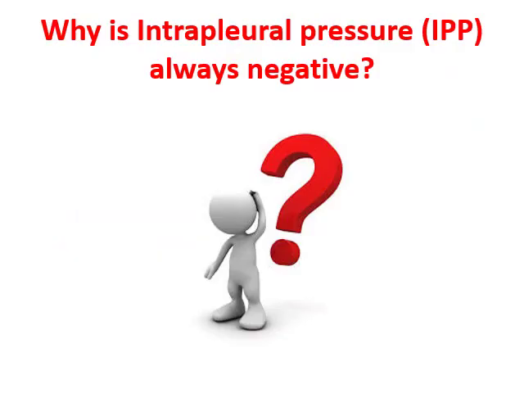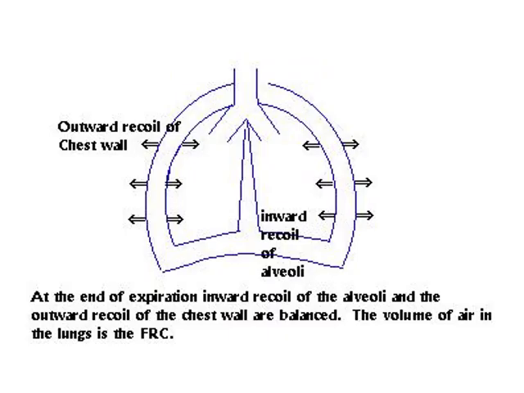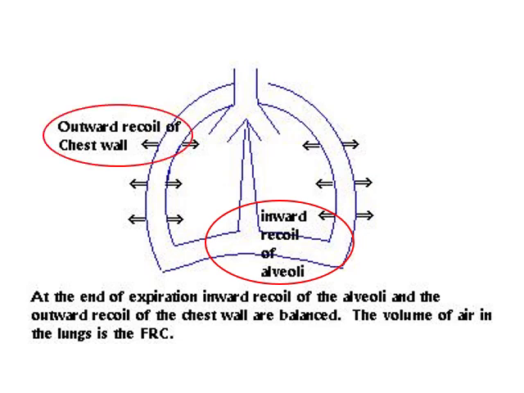Now, this is the time to ask, why is the intrapleural pressure always negative? The answer to this important question is that there are always two opposing forces: a continuous tendency of the lung to recoil and a continuous tendency of the chest wall to expand.